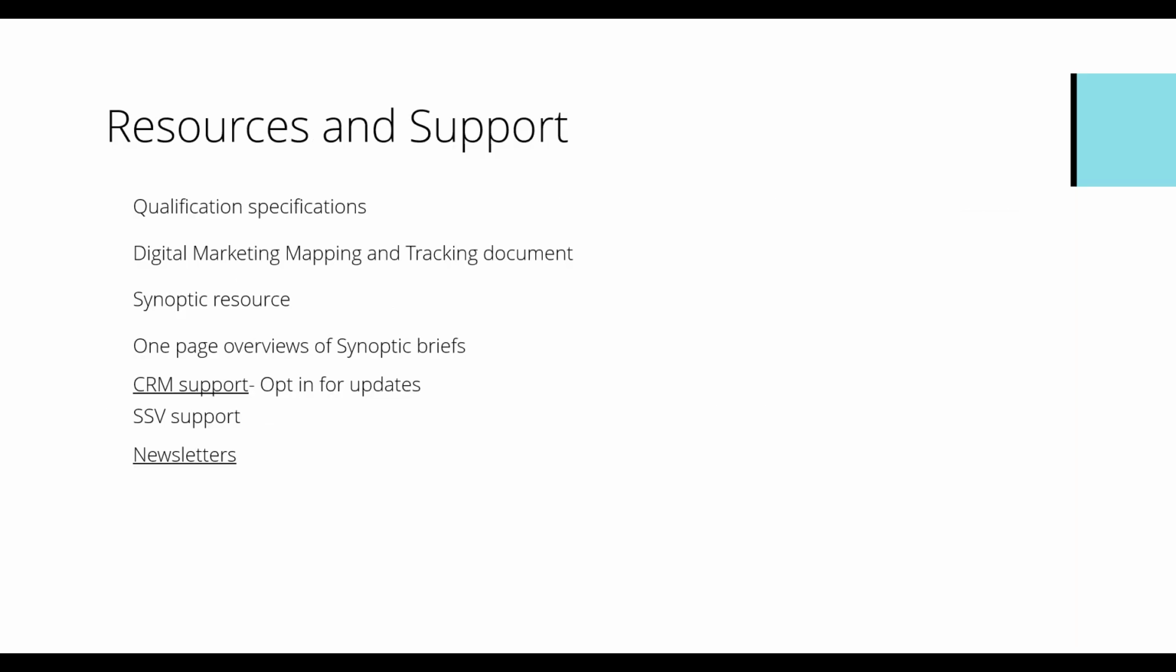So we do have a range of resources and support. We've got the qualification specifications. As I mentioned previously, once you have learners registered on ACE360, you will have access to the knowledge base. Within the knowledge base, you will find the specification, EPA Resource Packs, and for the digital marketer, we've got mapping and tracking documents, synoptic resources, and one-page overviews of synoptic briefs. We've also got the gateway declaration form and the authentication and certification form, which is required for gateway purposes.